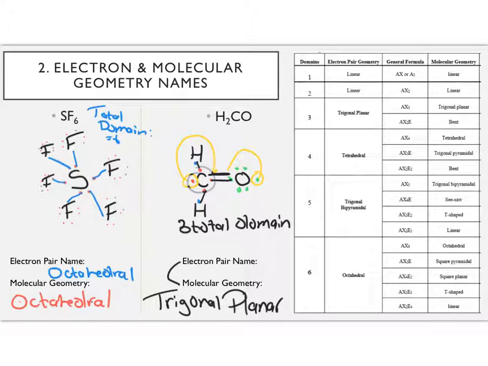When you have lone pairs in your Lewis structures, you want to look at the general formula. A stands for a central atom, X is the number of bonds, and E is how many pairs of electrons you have.